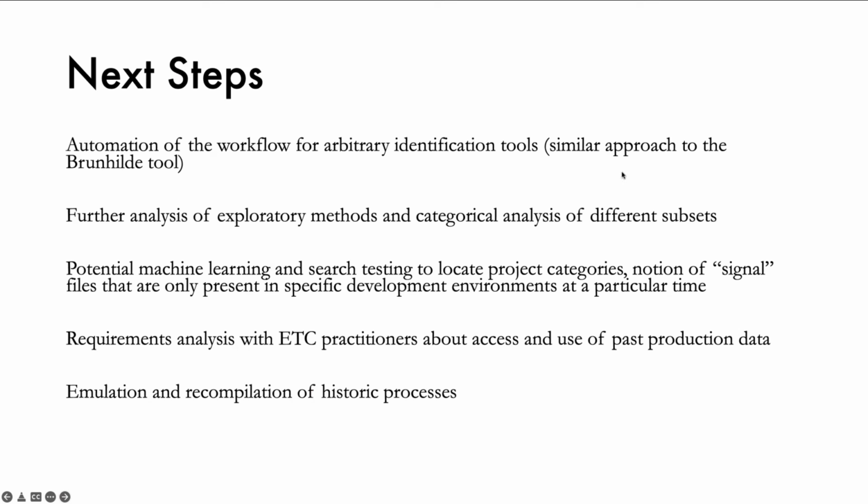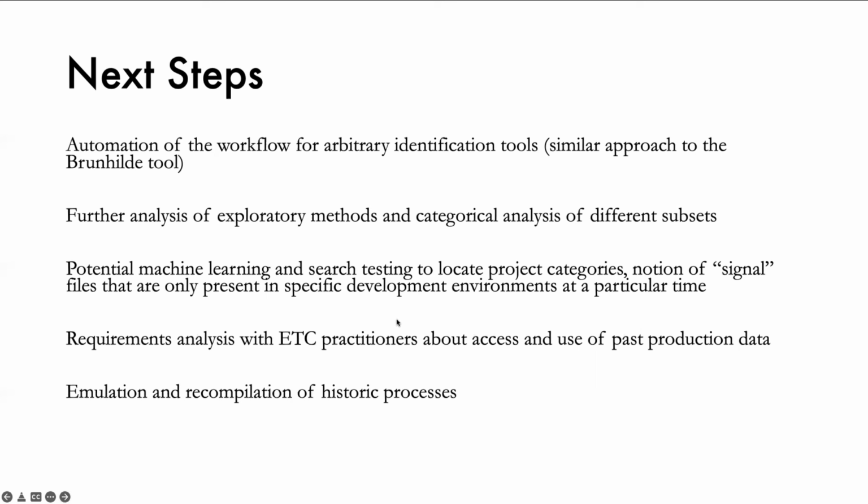Further analysis of exploratory methods and categorical analysis of different subsets, right? We have a lot of different types of projects here, and it might be beneficial to look at only the game projects or only the Unity projects or only the X projects and see if there are certain patterns. And I'm also playing with machine learning and search testing to locate project categories, with the notion that maybe there are specific configurations, graph-wise, of certain projects historically. And so you could train something to, here's a massive data set, find me all the Unity projects. And obviously that might just be searching for a specific file, but there also might be structural things you can look at too.